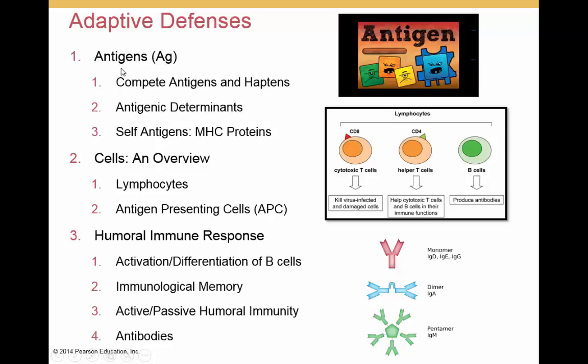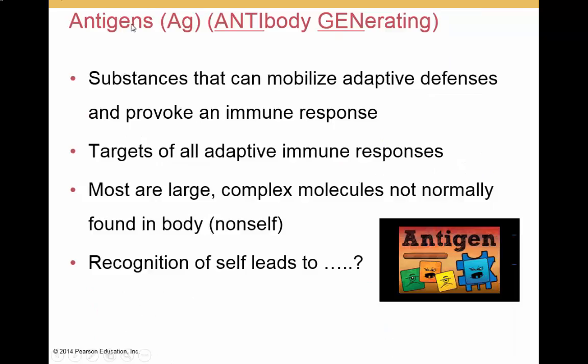What the heck are antigens and the different types? Antigens. You'll sometimes see it shortened as AG for antigen. Antigen is actually a put together of antibody generating. So anytime you see antigen, this is something that will generate antibodies against it. There are all different types of antigen that can create antibodies. So antigens are substances that can mobilize adaptive defenses and provoke an immune response. So you can bet that antigens are made out of proteins, protein-carb complexes that we don't make ourselves in our genetic makeup, something we're going to recognize as non-self.